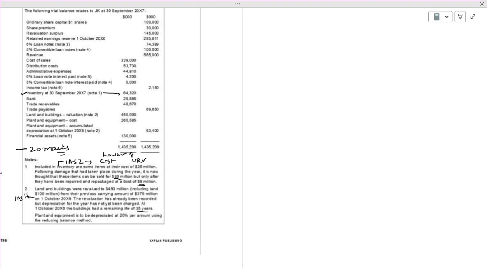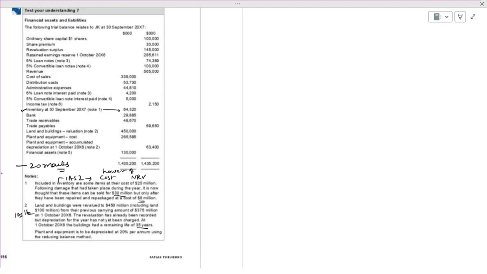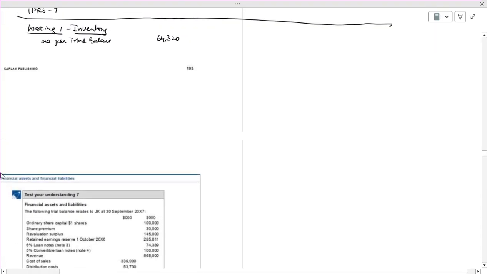Net realizable value is nothing but selling price minus cost to sell. Revise this. Selling price minus cost to sell. What you have to write? You have to write the damaged items only for this. Point number one.